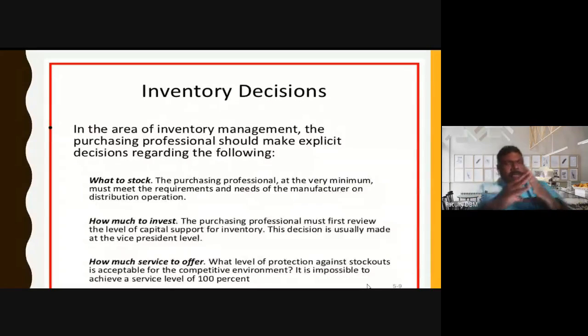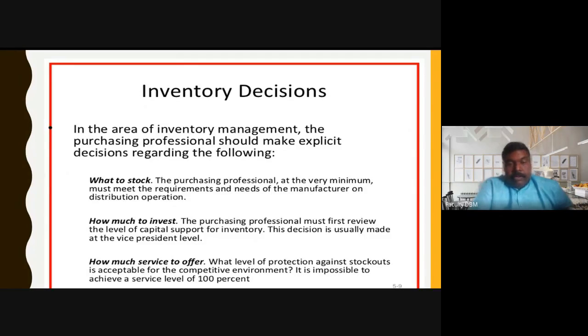That is, we have levels of management, and the top-level people are going to think how much we have to invest in the inventories and how much service to offer. So inventory decisions: first is what to stock, next is how much to invest, and how much service to offer. What level of protection against stockouts is acceptable for the competitive environment?